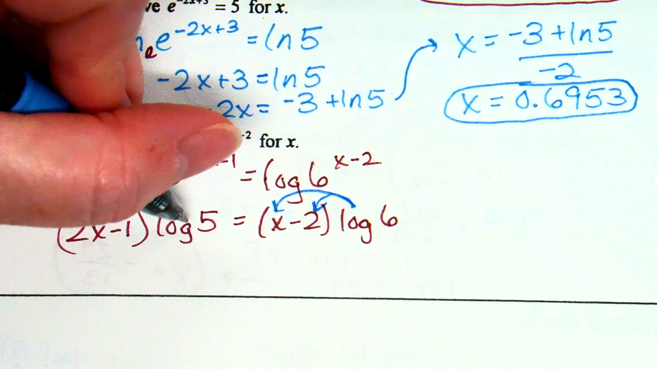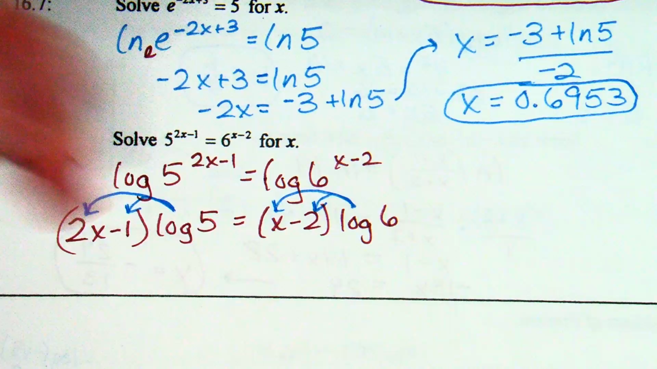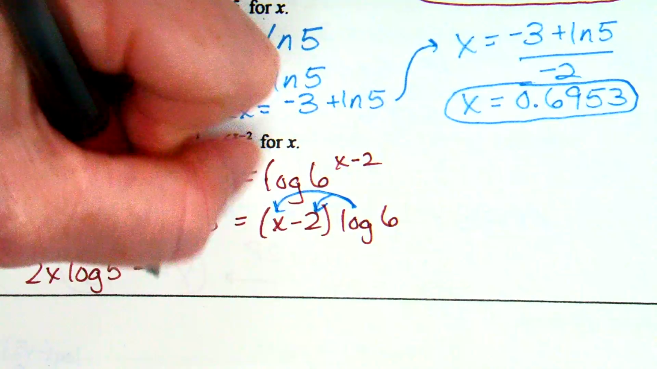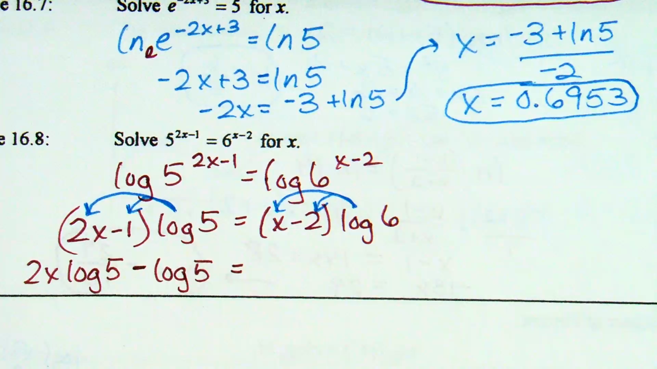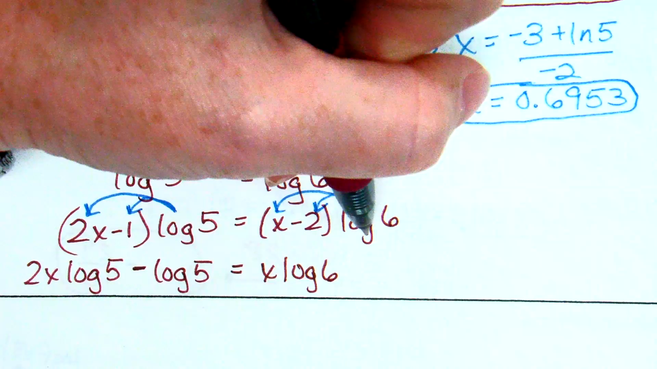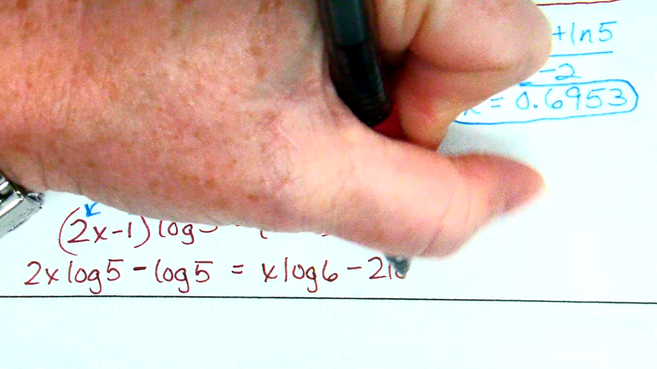So log of 5 times 2x is 2x log 5. No one said this was going to be short. Log of 5 times minus 1 is minus log 5. We're just distributing the log, and log is just a number. I mean, it's a big, long, messy decimal. Do the same thing on the other side. Log of 6 times x is x log 6. Log of 6 times minus 2 is minus 2 log of 6. Notice I'm putting those things we're multiplying by as coefficients of each problem.